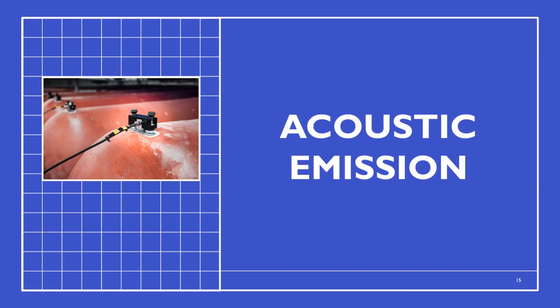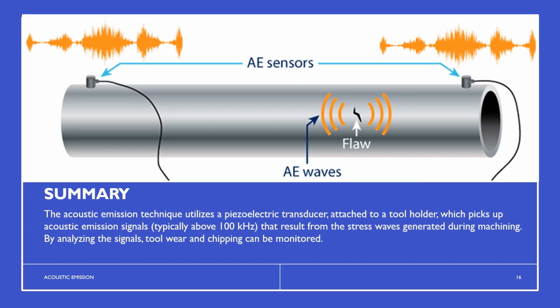My next topic is the acoustic emission technique. Acoustic emission utilizes a piezoelectric transducer attached to a tool holder which picks up acoustic emission signals, typically above 100 kHz, that result from the stress waves generated during machining. By analyzing the signals, tool wear and chipping can be monitored.